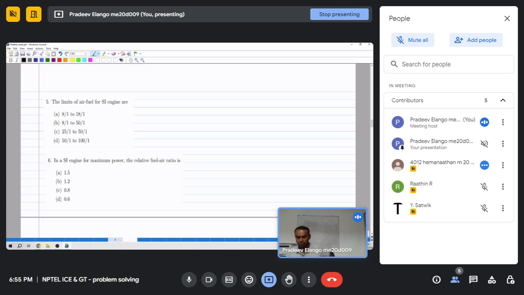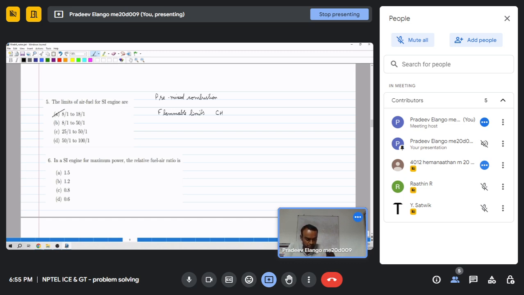The limits of air-fuel ratio for an SI engine is 8:1 to 18:1, because it is a pre-mixed combustion. In case of pre-mixed combustion, the flammable limit comes into picture. Do you know what is flammable limit? Flammable limit is a property of fuel.